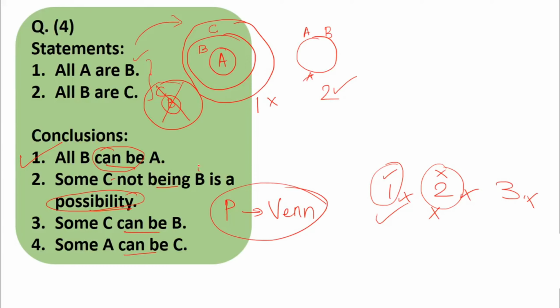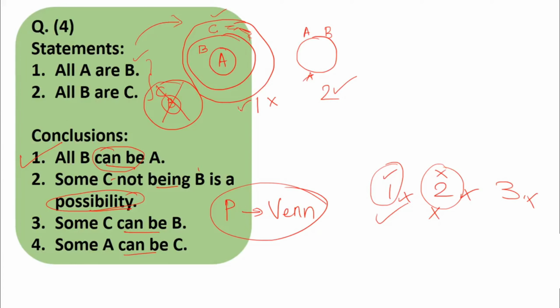The relation between C and B is asked. What is the relation between C and B? All B are C. Okay, here we have drawn it already. Can you say from here that some C not being B is a possibility? Yes, some part of C is B, but some part of C is not B. So in this situation we got it as correct.